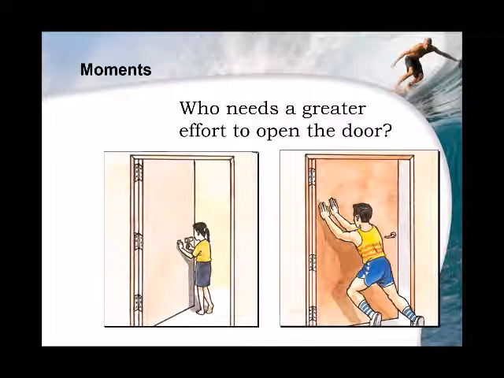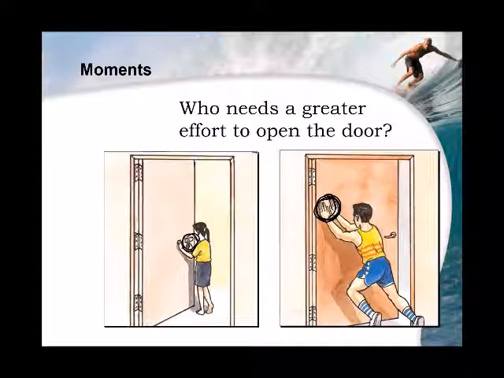To start off, let me ask you this question. Let's say you are trying to open a door. A girl is trying to open a door at the end away from the door hinge over here. And then this guy is also trying to open the door, but he's trying to open the door over here, nearer to the door hinge. Which one do you think is easier to open the door?